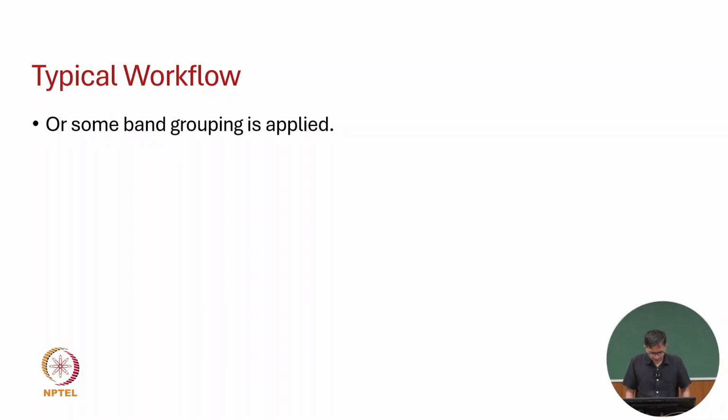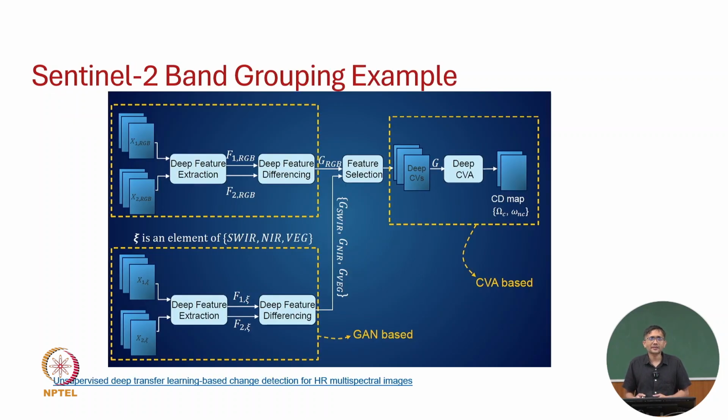Okay. Because even if you're using all those 10 bands, it probably makes sense, as you saw, that the SWIR bands had some specific property, and the NIR or red edge bands had some specific property, right? So one could probably apply some band grouping. This is one example which we'll revisit when we discuss change detection. The specific work is also given in the footnote.